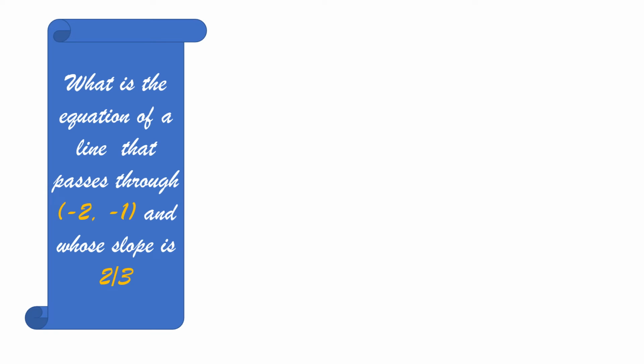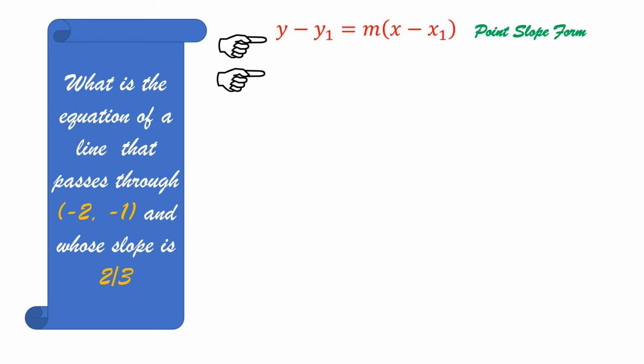Next example is: what is the equation of a line that passes through (-2, -1) and the slope is 2/3? So we will still be using the point-slope form. Let us first determine the values of x sub 1 and y sub 1. From point (-2, -1), your x sub 1 is -2 and your y sub 1 is -1. And the slope is 2/3.